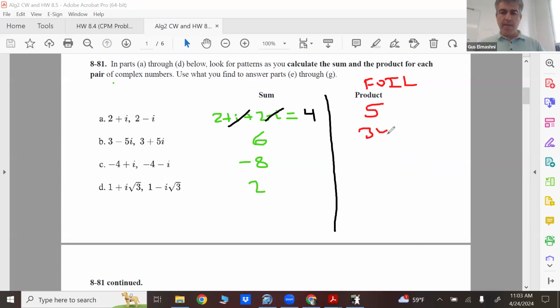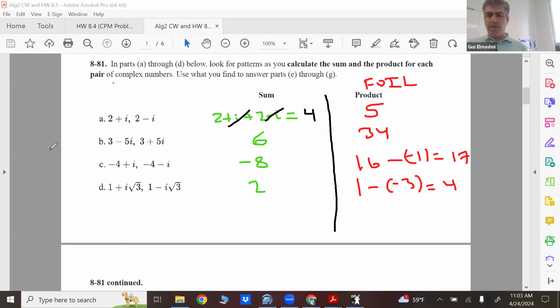And just to save time, this will be 16 minus -1, which is 17. This will be 1 minus -3, which is 4. If you FOIL these for C and D, you'll notice the outer and inner terms will cancel. So what's going to happen here is when you FOIL, actually, I'll talk about it on the next page.